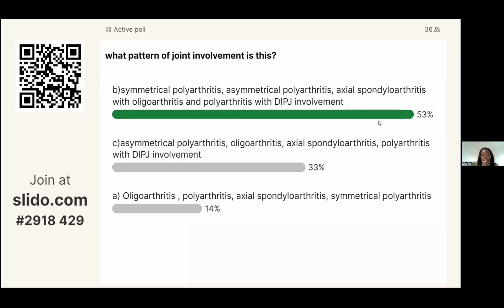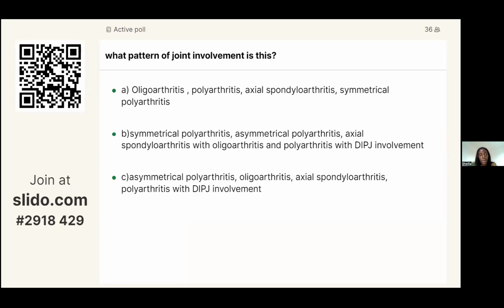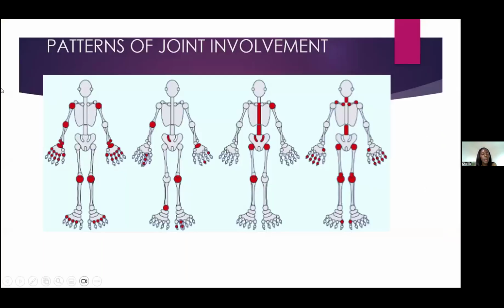So most of you said symmetrical polyarthritis, asymmetrical poly, axial, oligo. Yeah, so that's perfect. That is exactly what the previous images show. I'll go back to the previous slide just to describe that a little bit more. So this is clearly symmetrical polyarthritis. You can see the symmetry. You've got both large and small joint involvement, and you've got sparing of the distal interphalangeal joints. So this is a typical pattern that you get in patients with rheumatoid arthritis.